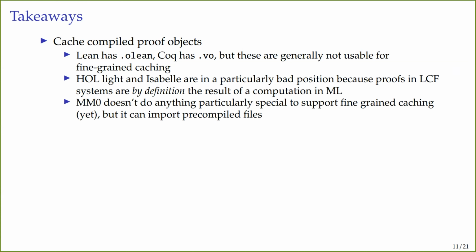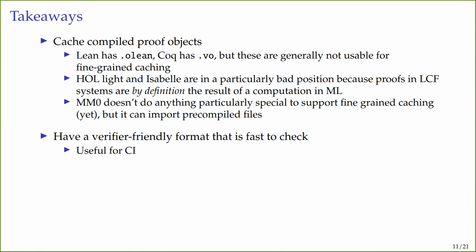As of yet, MM0 doesn't really do anything special for fine-grained caching, but it can import precompiled files, and there is the idea that the precompiled files can potentially come from multiple different sources, not necessarily just the proof assistant. So you can sort of play with imports that way. Another thing is that you should have a verifier-friendly format that is fast to check. This is useful for CI because you can run CI on this format and have additional assurance.